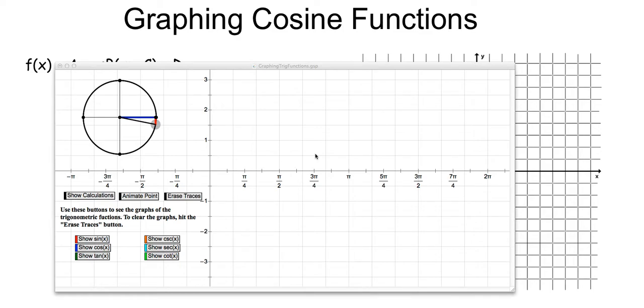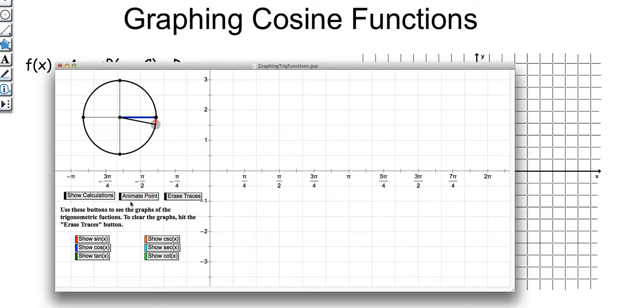So in this video we're going to continue our discussion about graphing trig functions. Here we're going to graph the cosine function. So just like before when we talked about the sine function, we're going to animate this point around the unit circle. And the red line represents the y value, the blue line segment rather, is going to represent the cosine value or the x value.